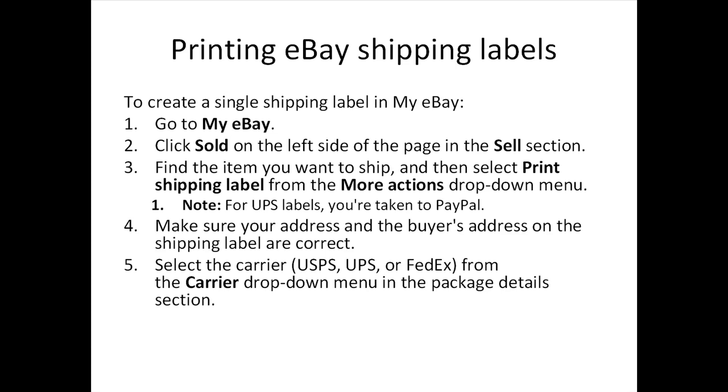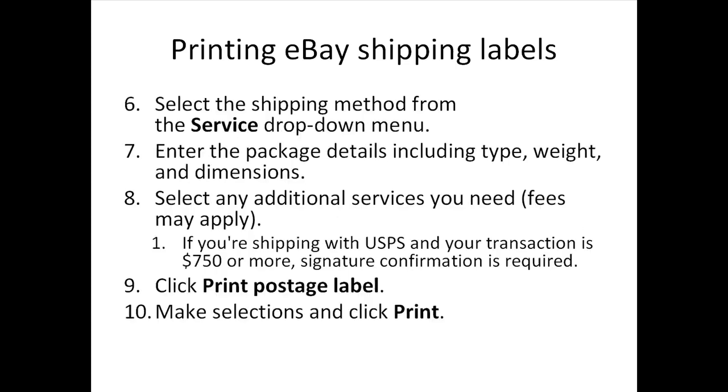5. Select the carrier, USPS, UPS, or FedEx from the Carrier drop-down menu in the Package Details section. 6. Select Shipping Method from the Service drop-down menu. 7. Enter the package details, including type, weight, and dimensions. 8. Select any additional services you need. Fees may apply. If you're shipping with USPS and your transaction is $750 or more, signature confirmation is required. 9. Click Print Postage Label. 10. Make selections and click Print.